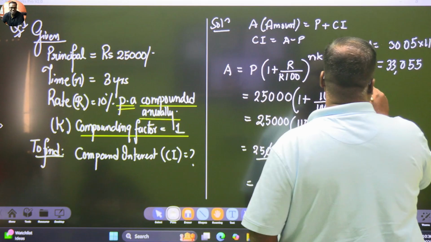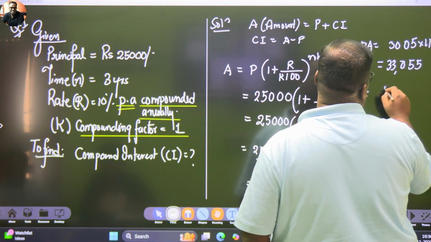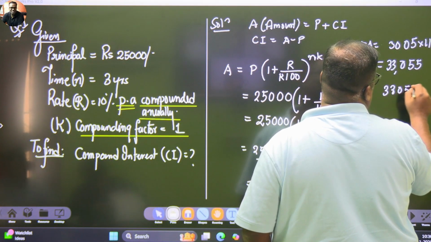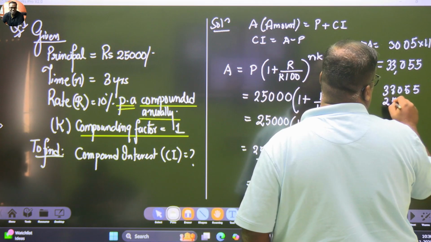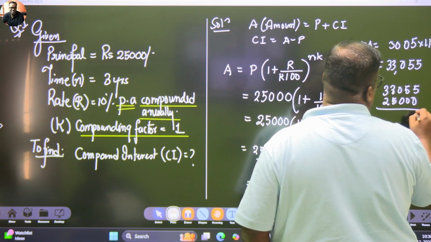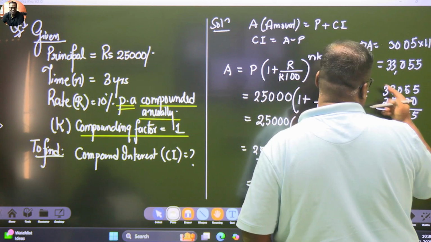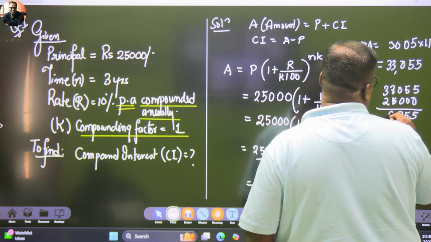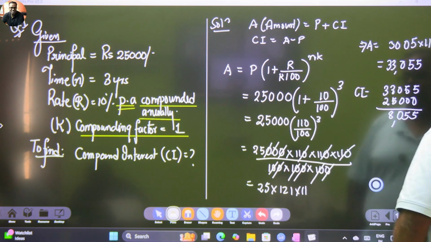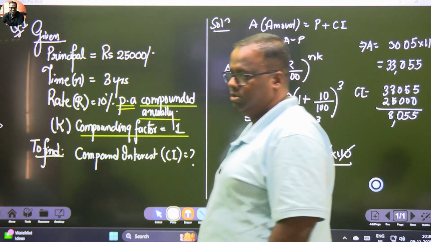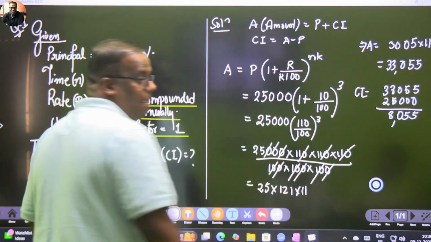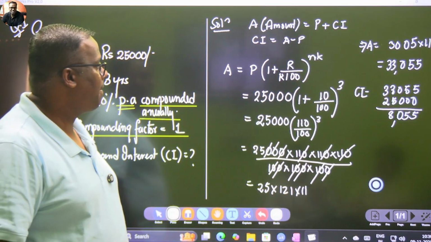Therefore, the compound interest will be amount 33,055 minus the principal 25,000, which gives us 8,055. 8,055 is your compound interest. Look, what has gone wrong here?